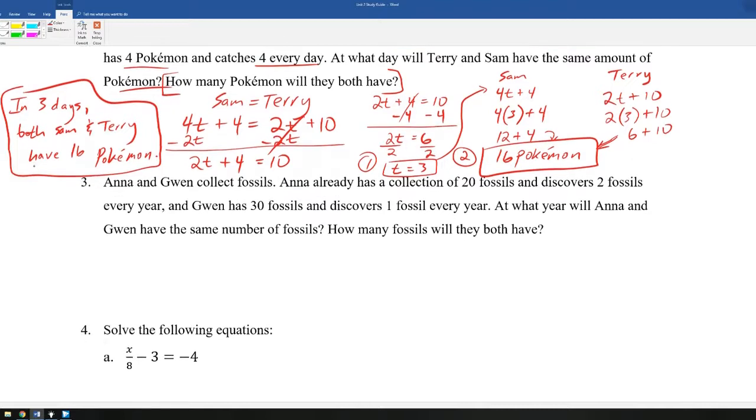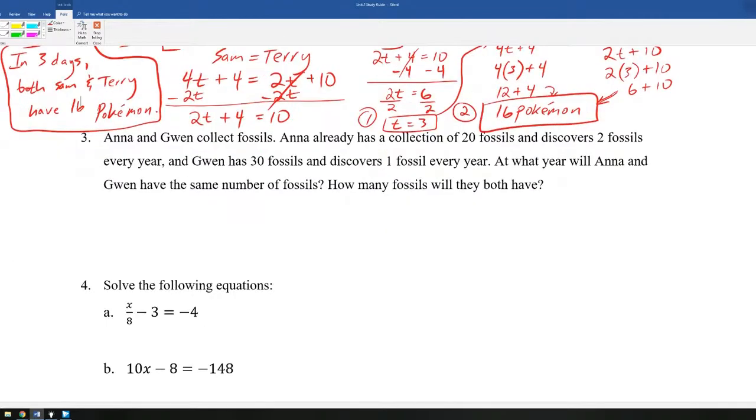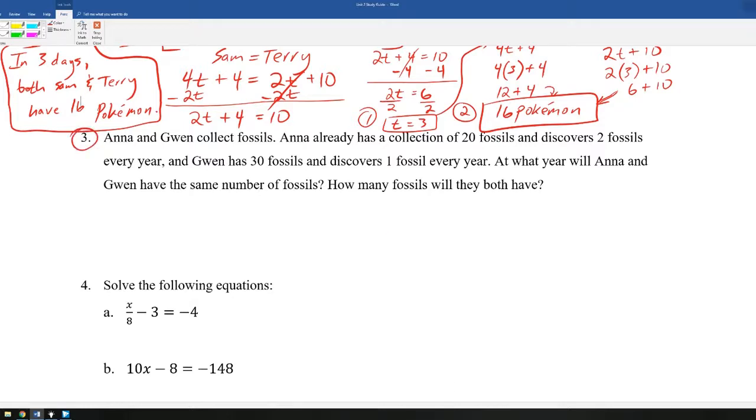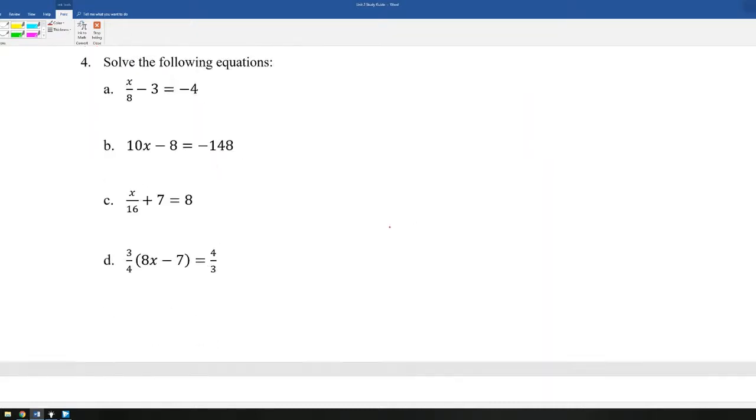All right, so number 3 is very similar, okay, to Sam and Terry. So go ahead and try that one on your own.